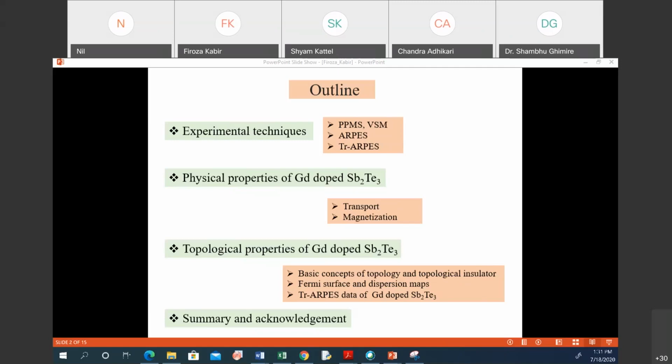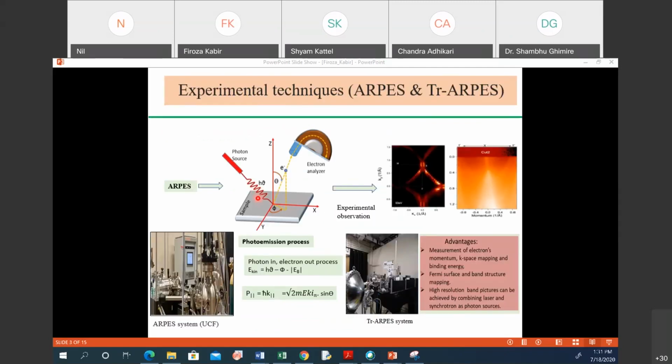Since antimony telluride is a topological insulator, in the further sections I would also like to discuss some basic concepts related to topological insulation. So the main idea of the experimental technique is nothing but the basic concept of the photoemission process, which is a photon in and electron out process. When the photon hits the metal surface, an electron comes out, and with the help of the analyzer in the ARPES system, we are able to find the electron's binding energy, momentum, k-space mapping, Fermi surface, and band structure.